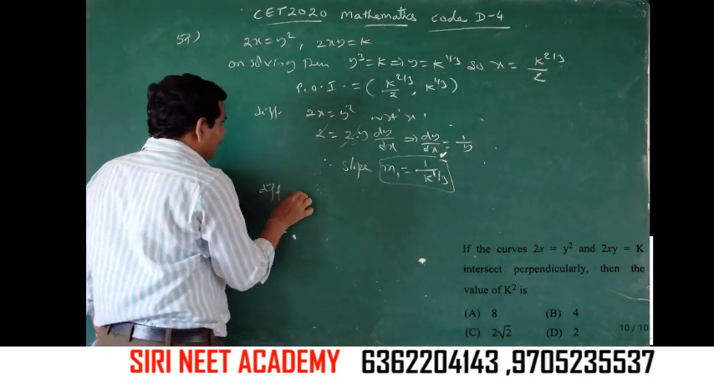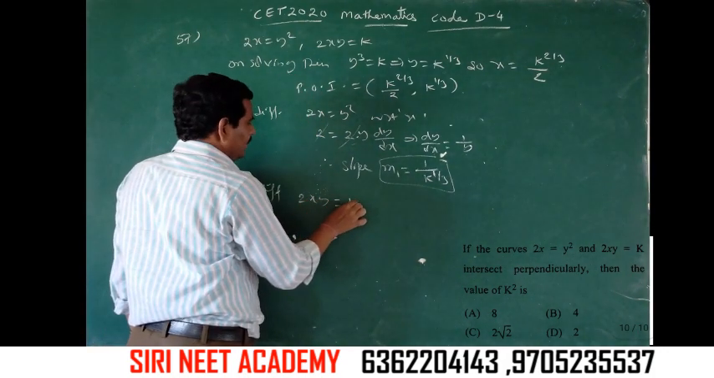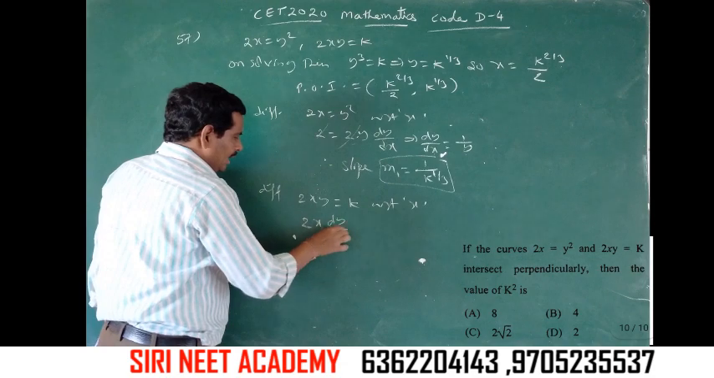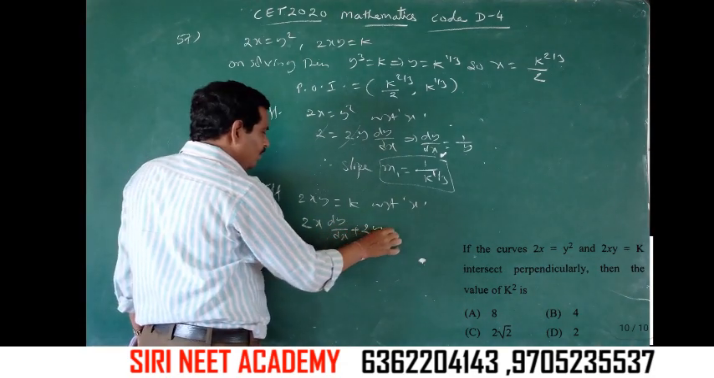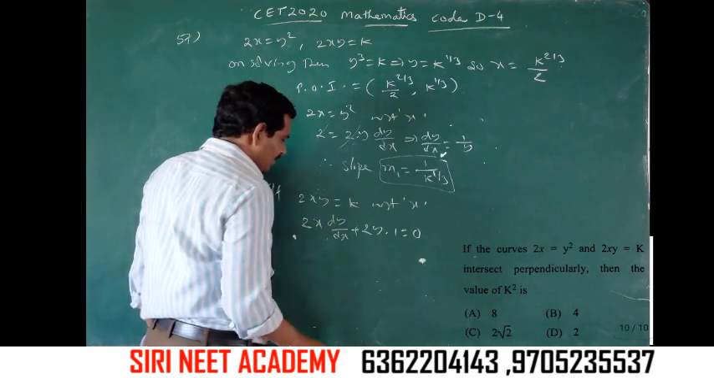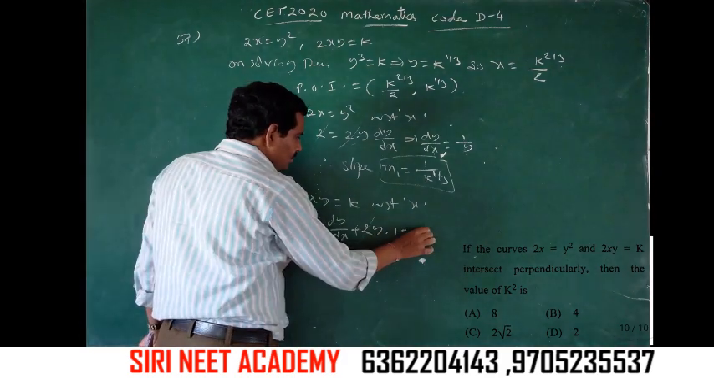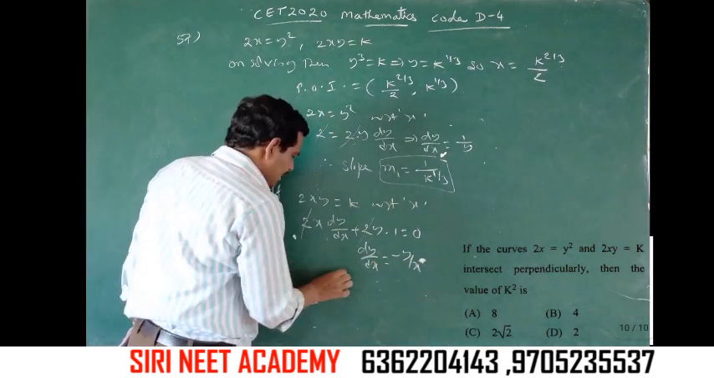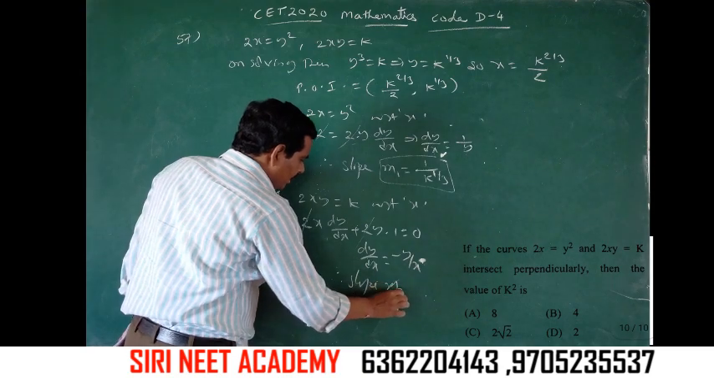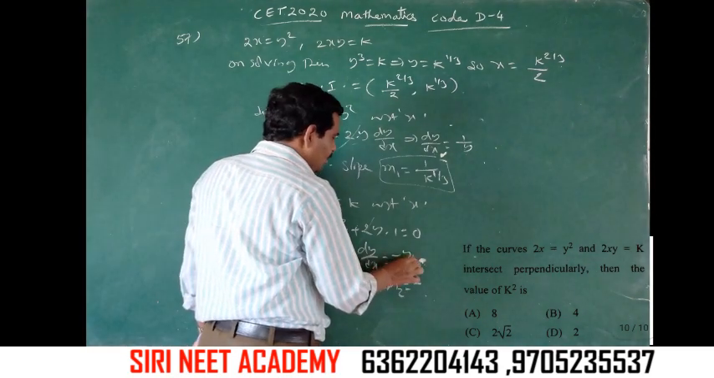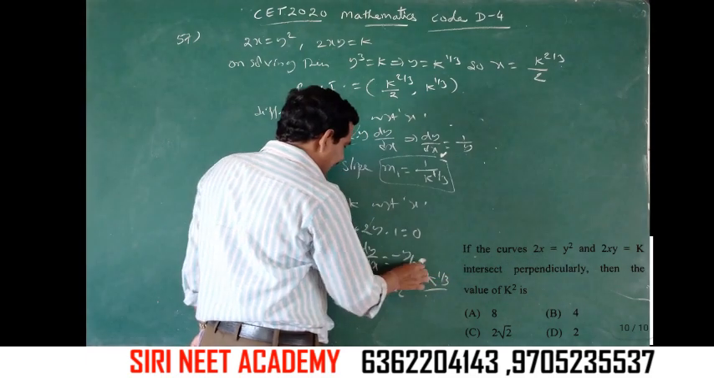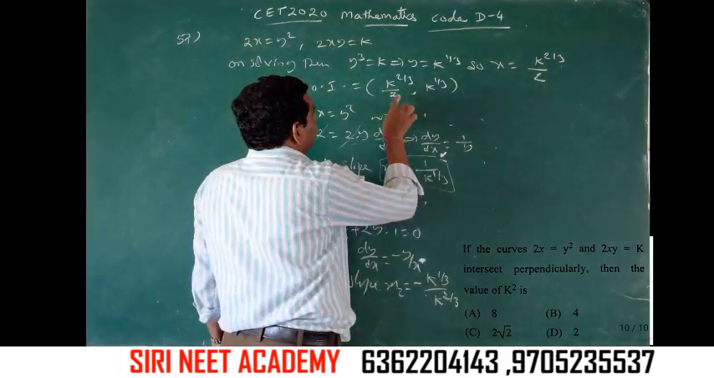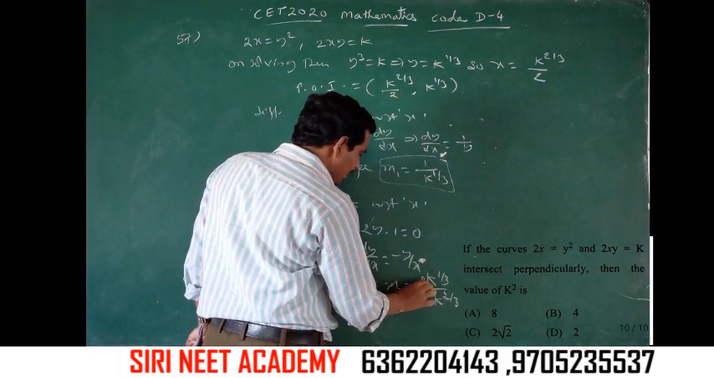Now differentiating the second curve, 2xy is equal to k, with respect to x: 2 into x into derivative of y with respect to x plus 2 into y into derivative of x is equal to 0. 2 common cancel, so dy by dx value is minus y by x. Therefore the slope of tangent m2 is equal to minus y value k power 1 by 3, x value k power 2 by 3 by 2, means numerator 2.